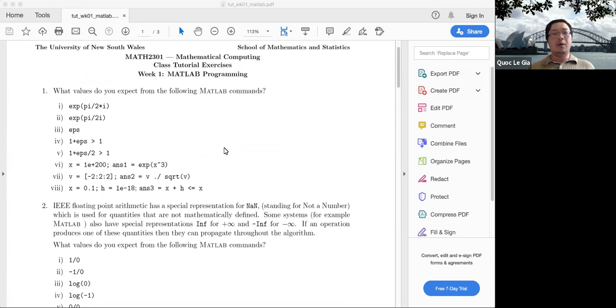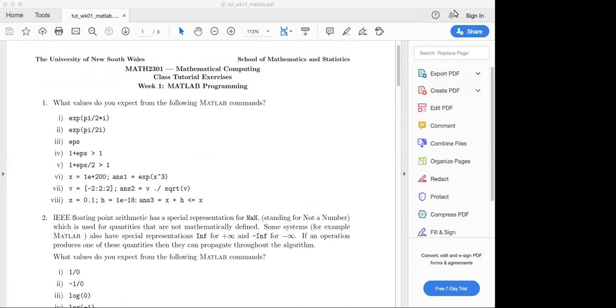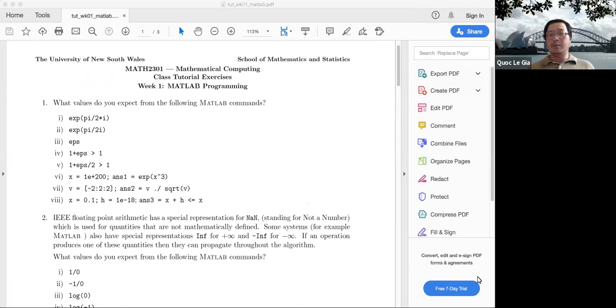So anyone have tried the problems? Any of you have tried the problems? So what did you expect from the following MATLAB commands? You can type it in and you can see the commands and you can see the outputs, yeah. But now the question is, we have to understand what is going on, okay? So any of you have tried to put it in?